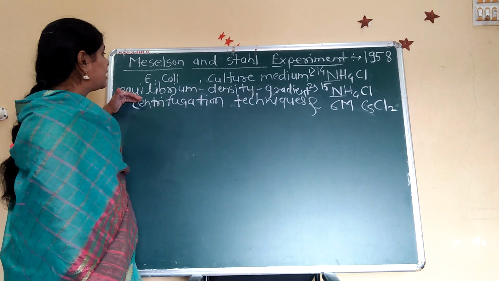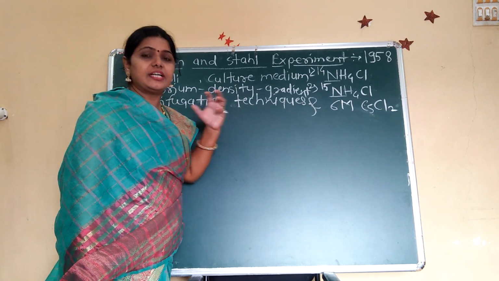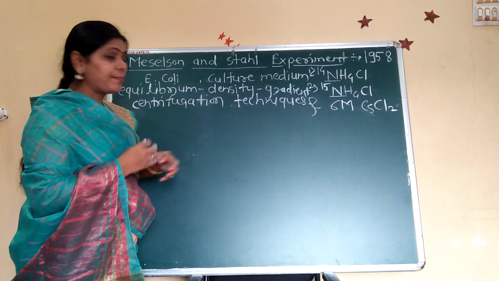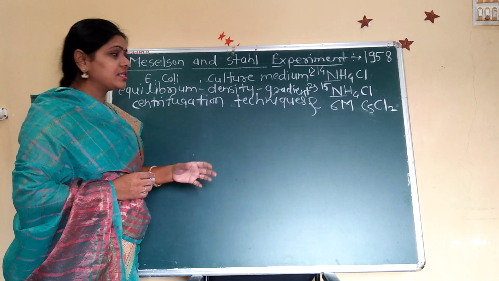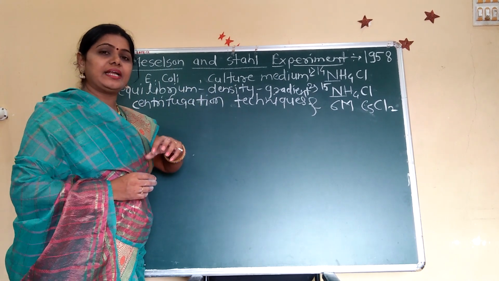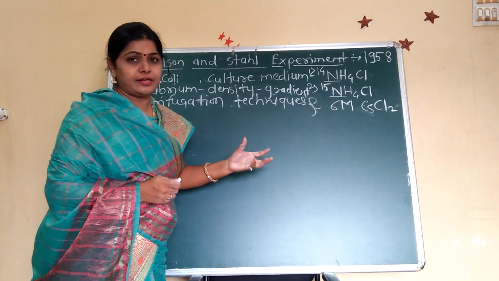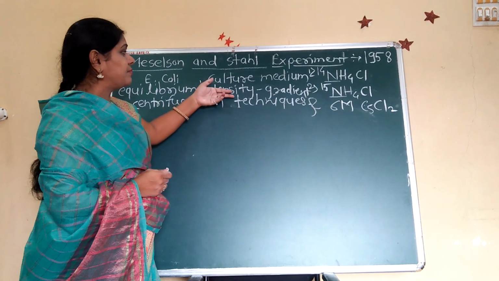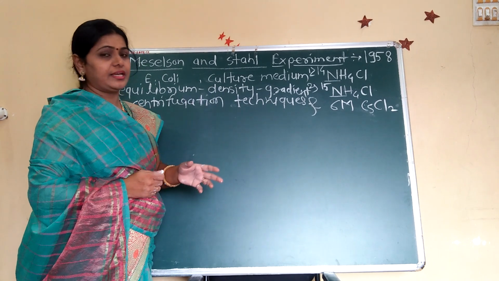Then they use the equilibrium density gradient centrifugation technique. They use it so that the DNA bands are separated. The gradient they use is cesium chloride, and the equilibrium density of cesium chloride is close to the density of DNA.